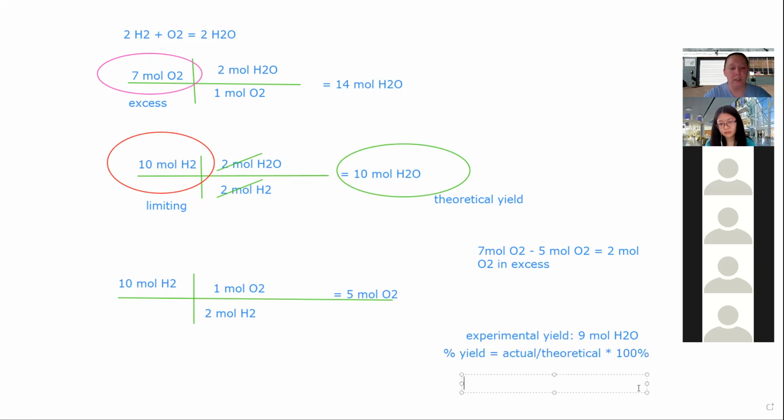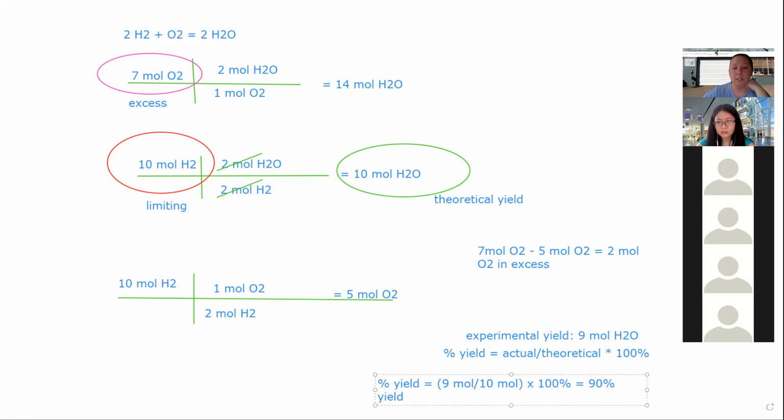So our percent yield for that reaction would be 9 moles divided by, so the 9 would be our experimental yield if we experimented and got 9 moles, divided by 10 moles, which is our theoretical yield. And then we multiply that by 100%. So 9 divided by 10 times 100 would equal 90%. So our yield in this example would be a 90% yield for this reaction.